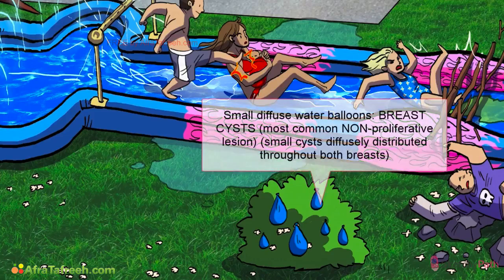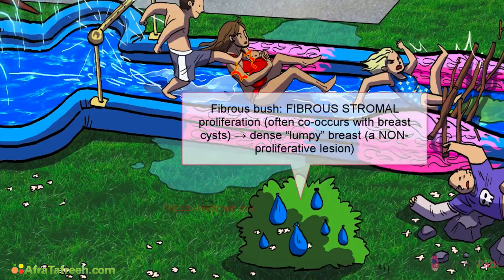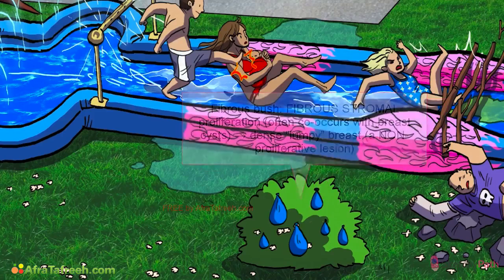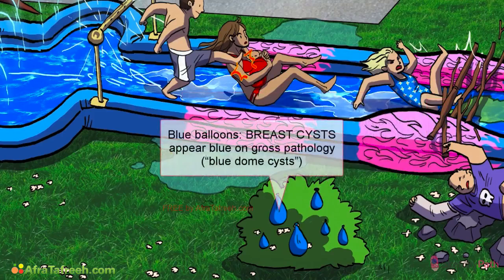The most common non-proliferative breast lesions are breast cysts. The cysts that form are generally small and diffusely distributed throughout both breasts. Combined with fibrous stromal proliferation, this results in a breast that feels dense and lumpy on examination. On gross pathology, the breast cysts often appear blue on top, to the point where they're often referred to as blue dome cysts.